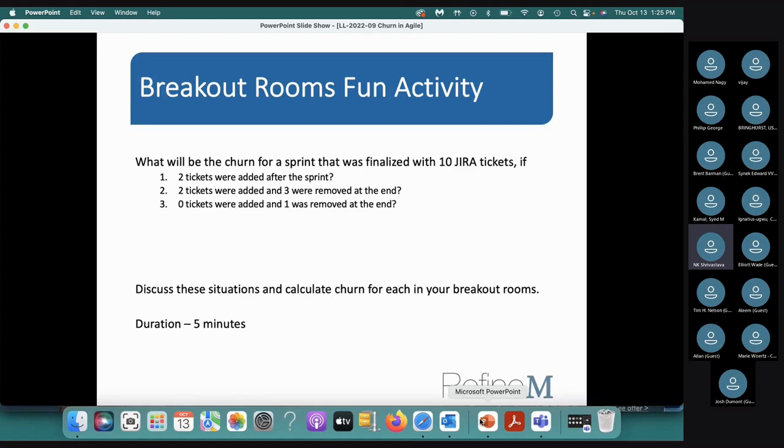So I deliberately wanted to put this in, a little sidebar for fun, to look at how you calculate and have a better understanding. Nothing added, no churn. If something is added, there is churn. If something is added and something is removed, more churn, right? So that is how this behaves.